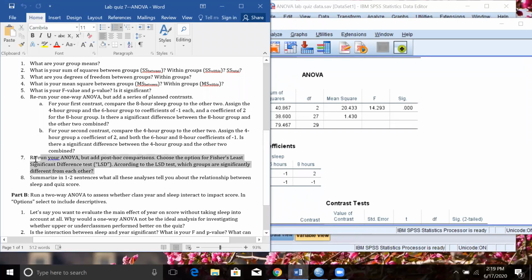The other kind of approach for a follow-up test is what we call post hoc comparisons. This is where, as opposed to planning a contrast in advance, you just want to throw spaghetti at the wall and say, I think that all of the groups may be different from one another. I don't think that 8 hours is distinct from 4 and 6. I think all 3 of them are different. So I want to compare every possible combination of these groups together.